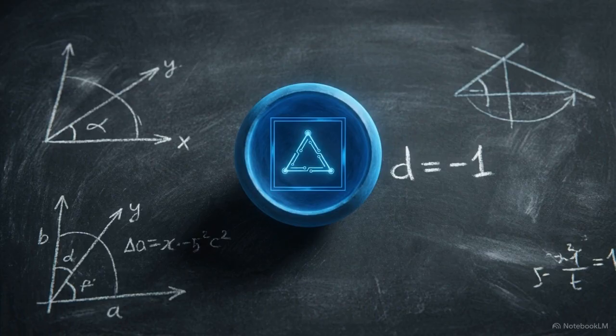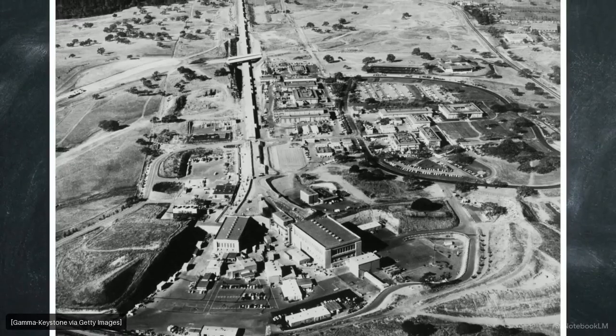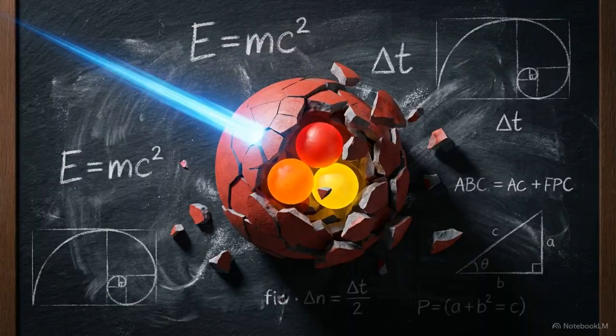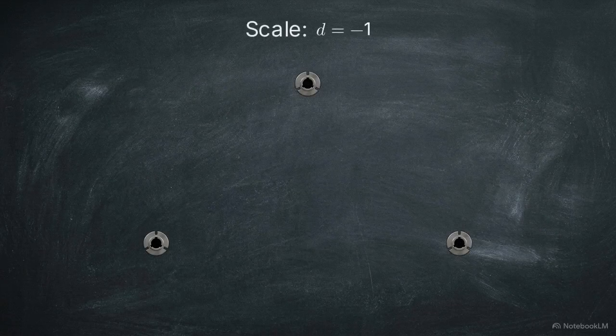This subnucleonic level is recursion level d-1. We first observed the structure inside the proton here at the Stanford Linear Accelerator. By firing high-energy electrons at protons, researchers proved they were not solid, but contained smaller entities called quarks. At this scale, the triadic loop generates the 6 flavors of quarks.